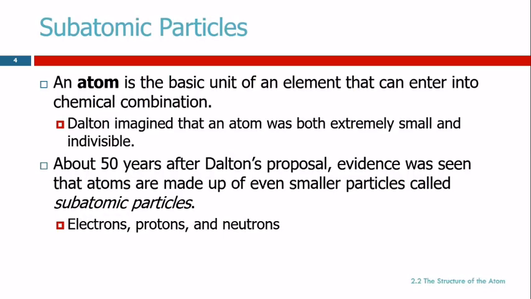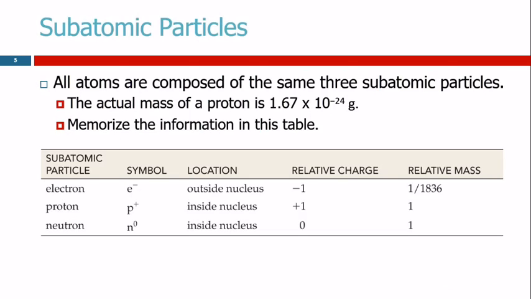And there's 3 that we care about in chemistry. There are some more that the particle physicists care about, but we don't care about them. Electrons, protons, and neutrons. Those are the 3 subatomic particles. All atoms contain the same 3 subatomic particles, with the exception of hydrogen, which doesn't have any neutrons. But we'll just ignore that. So this table contains very important information. You need to memorize the information in this table.